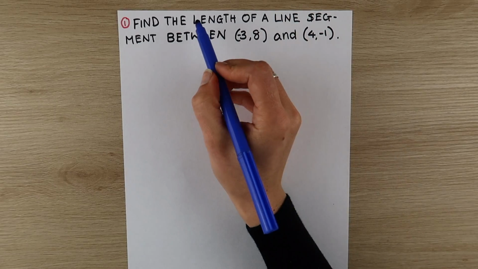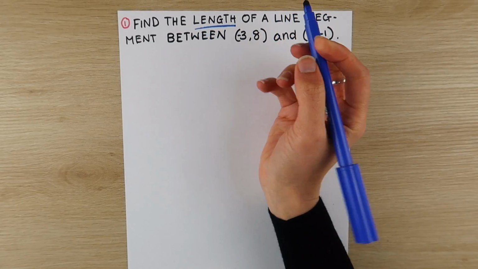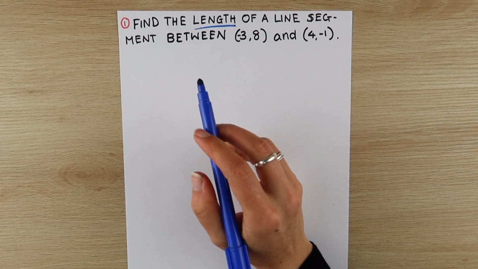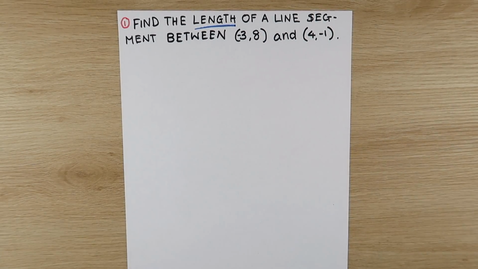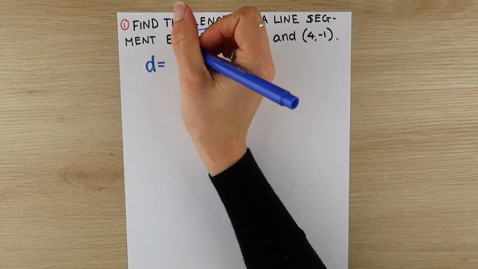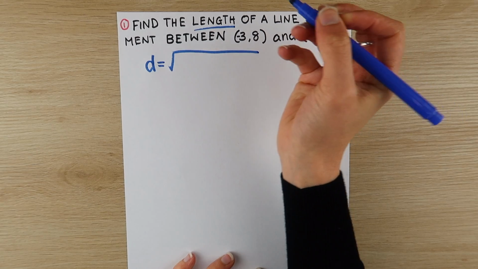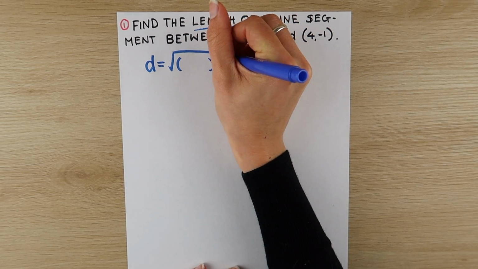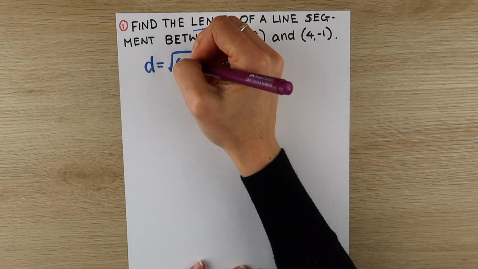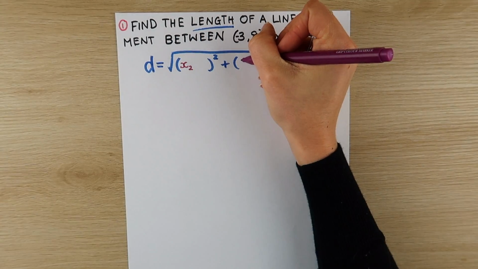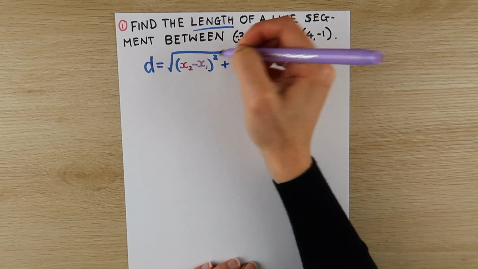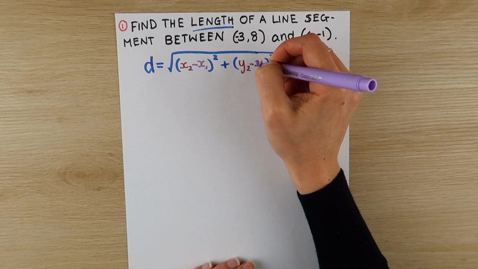Whenever we're trying to find the length, also known as the distance of a line segment between 2 points, there's a set formula that we can always use. That is d equals square root, and then in here I've got x2, in here I've got y2, here I've got x1, and here I've got y1.